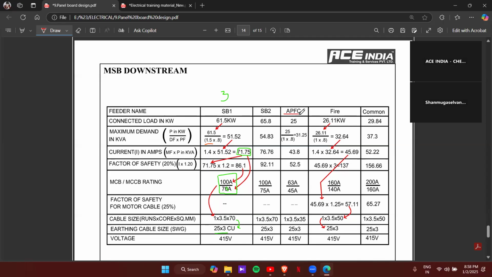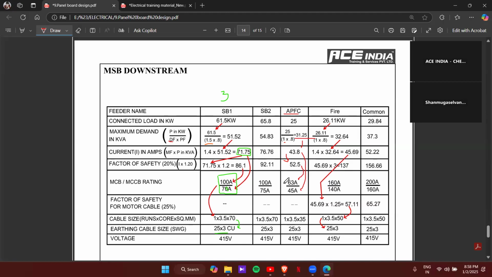One thing to notice is that the APFC panel will be a constant load, so the diversity factor will be 1 here. It's 25 divided by 1 into 0.8, that will be 31.25. Then, it's a three-phase connection, so into 1.4, then into 1.2, that gives 43.8, which we round off to 45 ampere. After 45, next available is 63 ampere, so the switch rating will be 63.